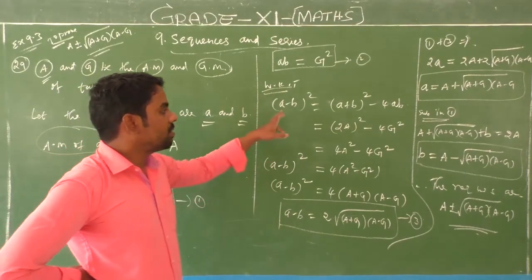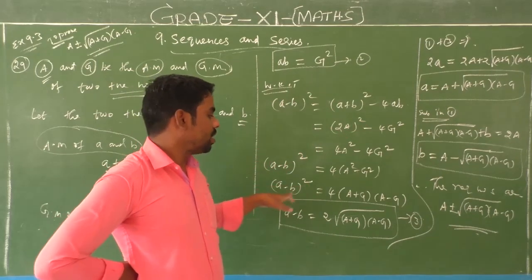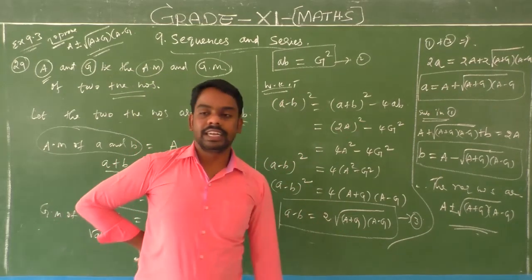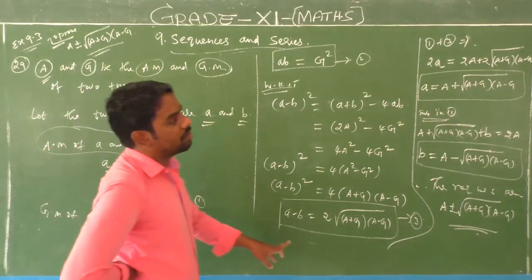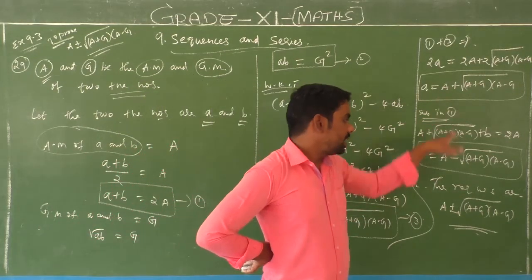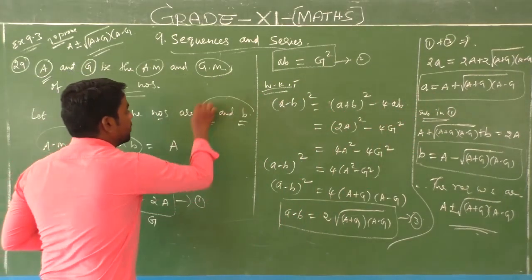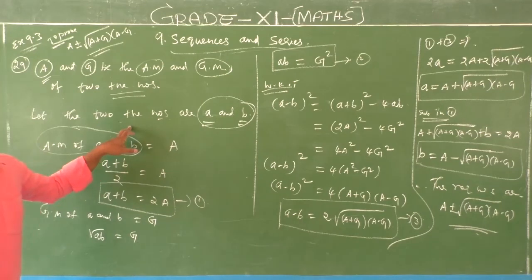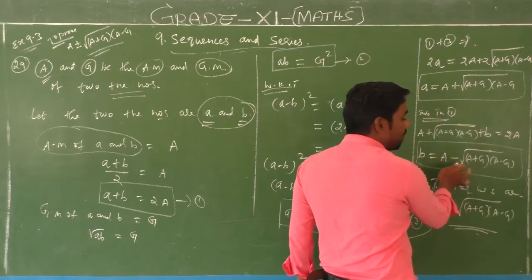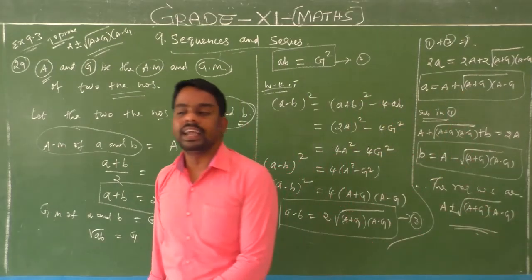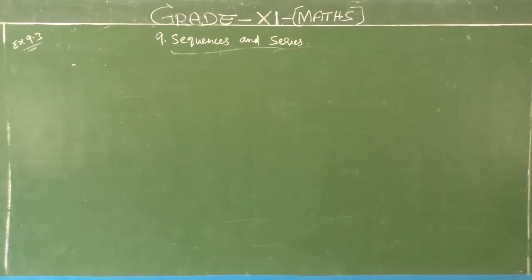We know the algebraic formula: (a minus b) whole square equals (a plus b) whole square minus 4ab. Substitute the values, so we have a minus b equals root of (A plus G)(A minus G). This is equation number 3. Solve equation 1 and equation number 3, and we have the values of a and b. So the required numbers are A plus or minus root of (A plus G)(A minus G). Okay, right.